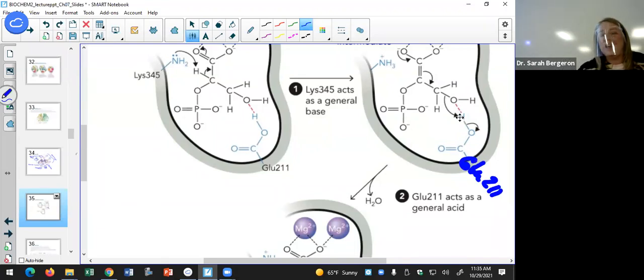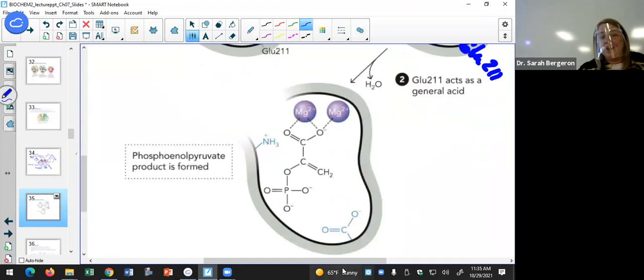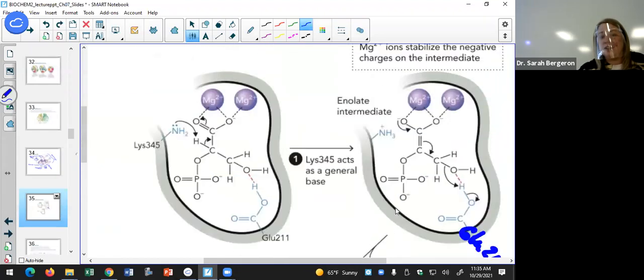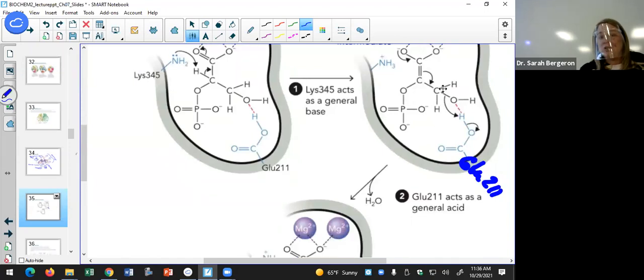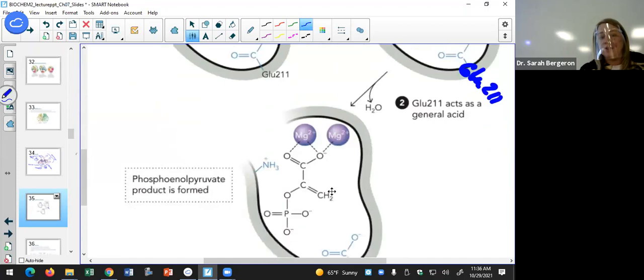And when it's a general acid, we're going to actually transfer a hydrogen to our substrate. When we transfer a hydrogen to our substrate, what's going to happen to this oxygen? It's going to become negatively charged. So how does that affect the rest of the molecule? If we add a hydrogen here, we're going to do what to the carbon? We're going to lose that bond between the oxygen and the carbon. Do you see how we lost that OH?